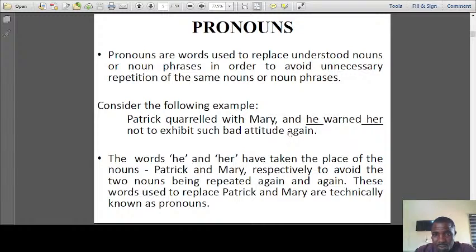If you continue the sentence and we begin to mention Patrick, Mary, Patrick, Mary, Patrick, Mary, without using the appropriate pronouns to replace them, it will sound monotonous and it would not be good. That is the essence of pronouns. So pronouns are used to substitute nouns, eliminating nouns completely. Take note of that. They are used to eliminate nouns completely.